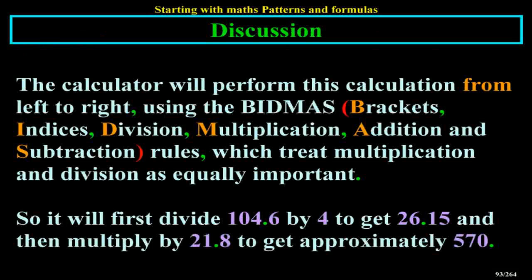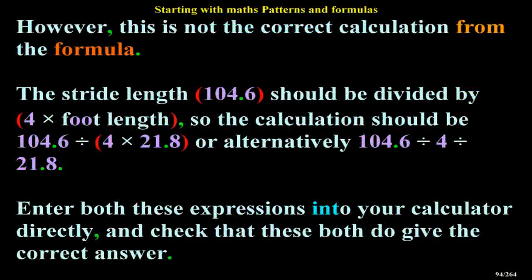Discussion. The calculator will perform this calculation from left to right, using the BIDMAS (brackets, indices, division, multiplication, addition and subtraction) rules, which treat multiplication and division as equally important. So it will first divide 104.6 by 4 to get 26.15 and then multiply by 21.8 to get approximately 570. However, this is not the correct calculation from the formula.